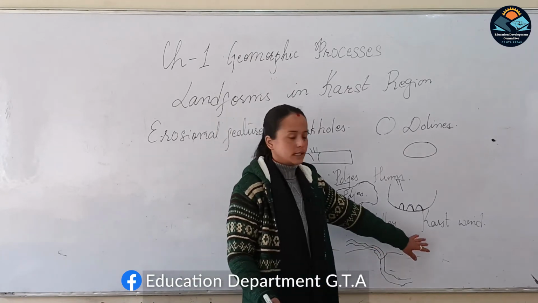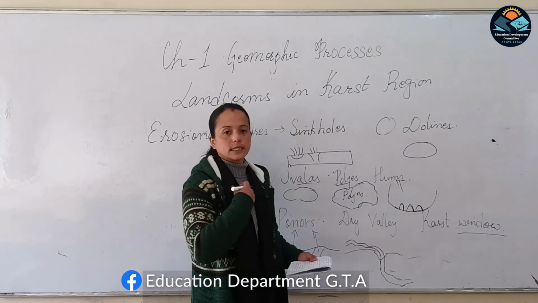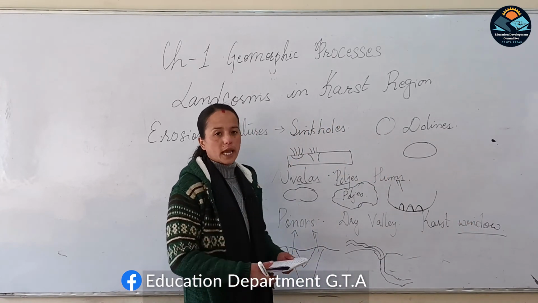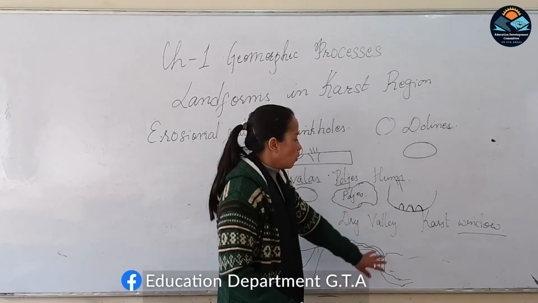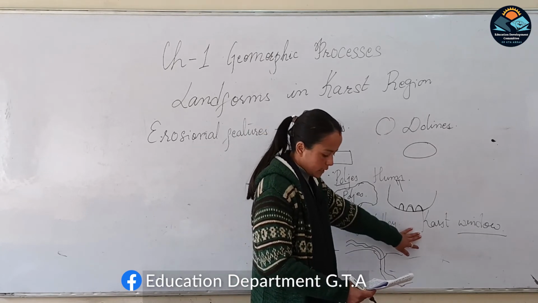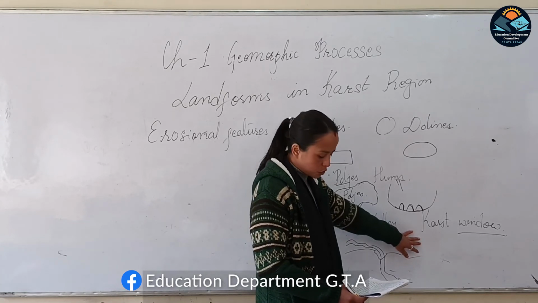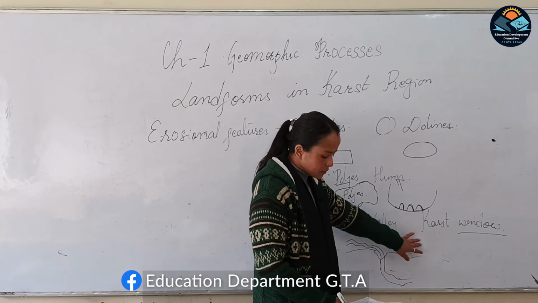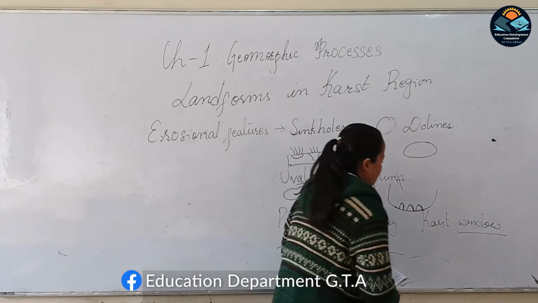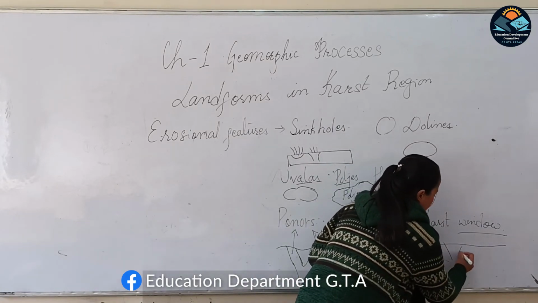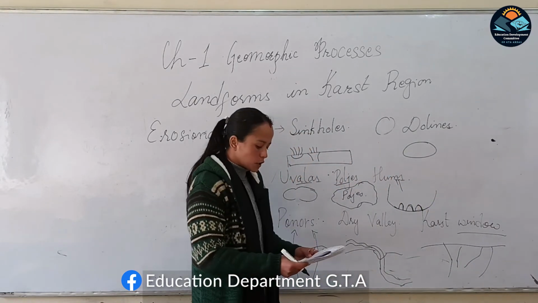Now the last one is the karst window. Here the window means we can see through it. So karst windows are those windows. What happens in karst windows is that they are also formed by the solvent action of the limestone, and here it creates underground channels like the ponors. In karst topography, underground channels are created like ponors, and the surface water disappears.